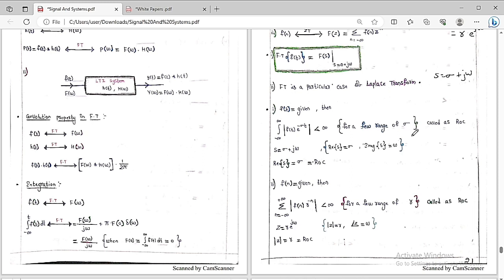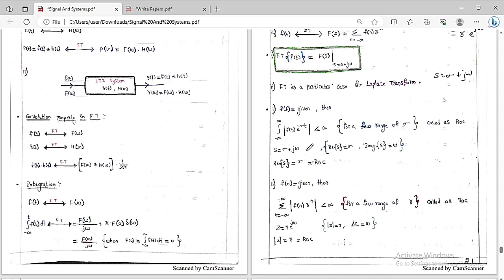This happens only for a few range of the sigma, that is called the ROC. So f of t into the power of minus sigma t is absolutely integrable only for some range of sigma, that is called the ROC.